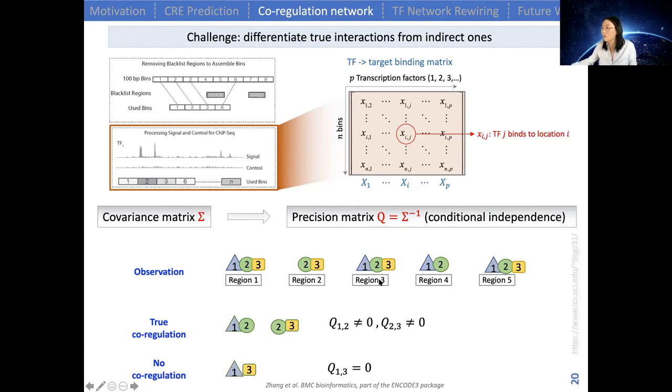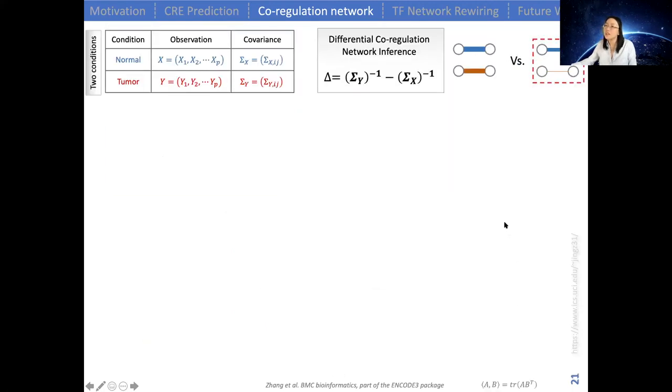We use this precision matrix to rule out, for example, in this case, that 1 and 2 always come together, and 2 and 3 always come together, but 1 and 3 have no true interaction. They just seem to be together because they both work with 2. So we use this Gaussian graphical model to infer the conditional independence among different transcription factors. And then in the disease condition, we have two types of networks, normal and tumor, for example if we are investigating cancer cases. And then we want to estimate the difference of this co-regulation network under the two conditions.